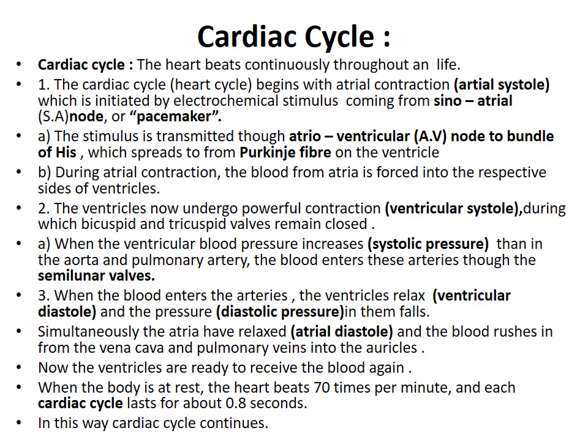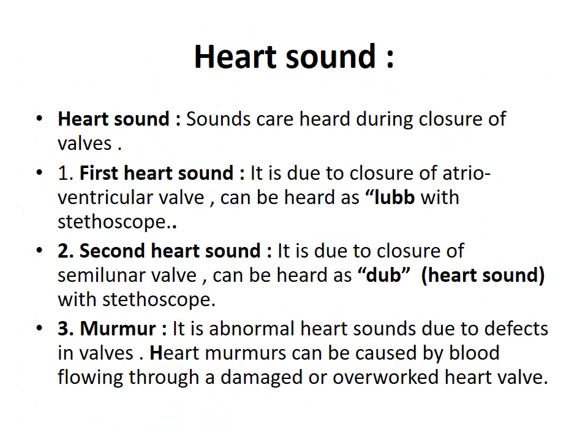In this way, even at rest, the heart beats 70 times per minute, and each cardiac cycle lasts for 0.8 seconds. In this way, the cardiac cycle continues. So the cardiac cycle is the alternate atrial and ventricular systole and diastole, contraction and relaxation. Sounds are produced because of the closure of the valves, that is the atrioventricular and semilunar valves.